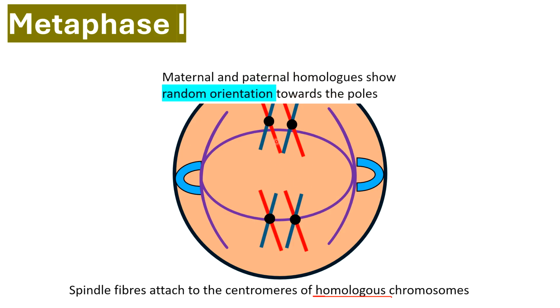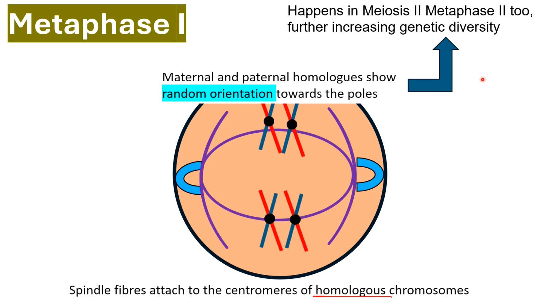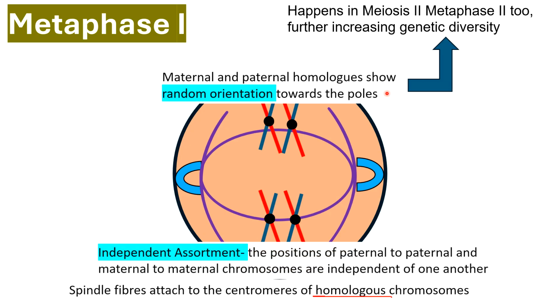It's a similar shape. Anyways, the maternal and paternal homologs show random orientation towards the poles. This is very important. This links to natural selection about how genetic diversity is formed. So this also happens in the metaphase 2 of meiosis 2, further increasing genetic diversity. And this is called independent assortment, where the positions of maternal to paternal and maternal to maternal chromosomes are independent of one another. Random orientation. Keywords linked to natural selection.